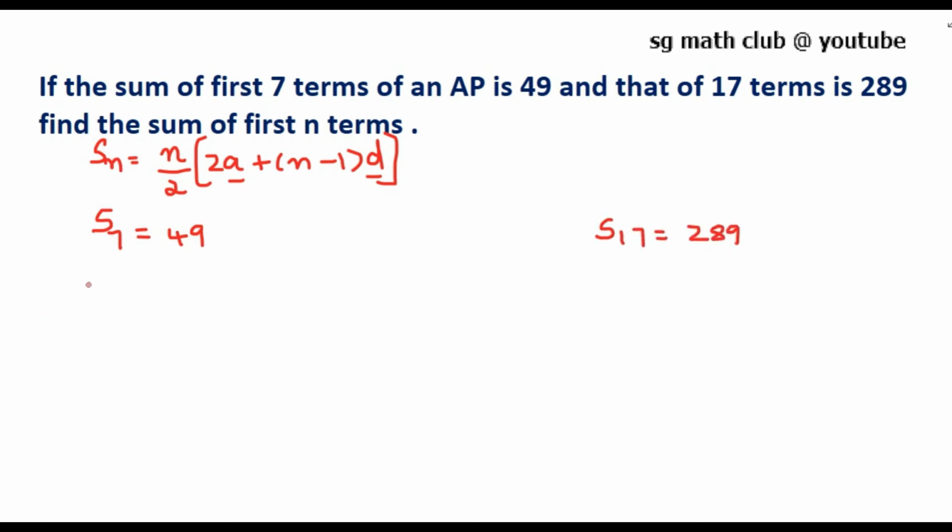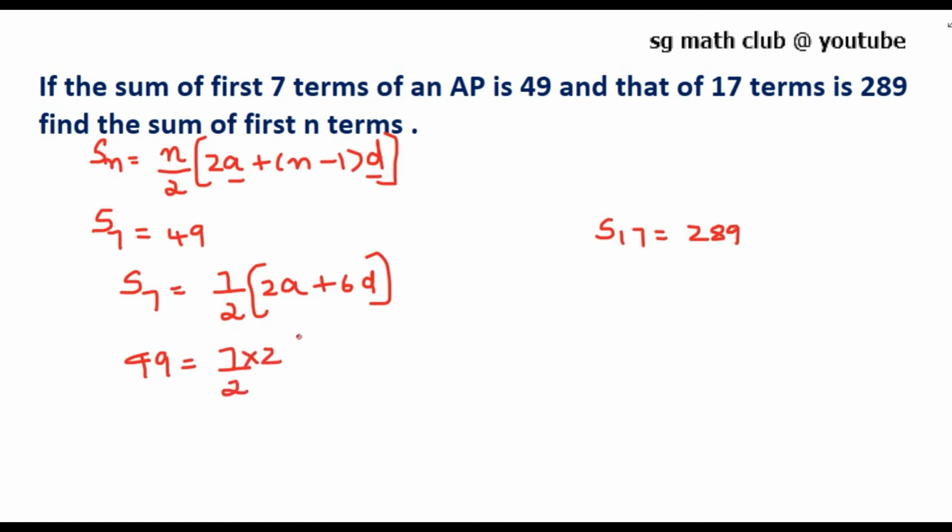So S7 I can write as n by 2, that is 7 by 2. The Sn formula is n by 2 into 2a plus n minus 1 into d. So S7 is equal to 7 by 2 into 2a plus 6d, or 49 equal to 7 by 2 into, we can take 2 outside, a plus 3d. 2 and 2 cancel. 49 divided by 7 is 7. So I got my first equation, a plus 3d equal to 7.